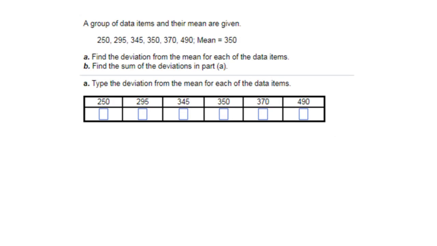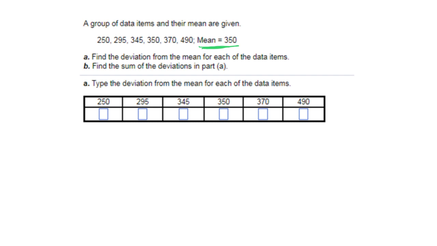A group of data items and their mean are given. So we have 1, 2, 3, 4, 5, 6 different data values, and they gave us the mean to be 350. Part A: find the deviation from the mean for each of the data values.